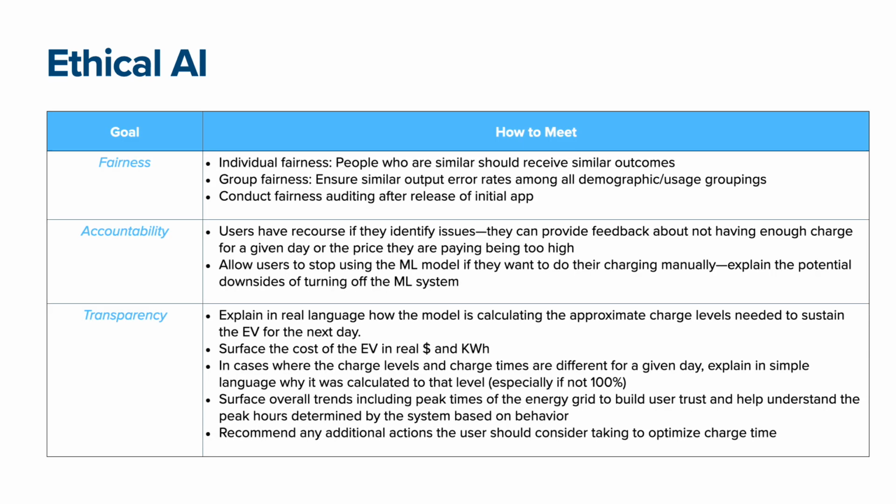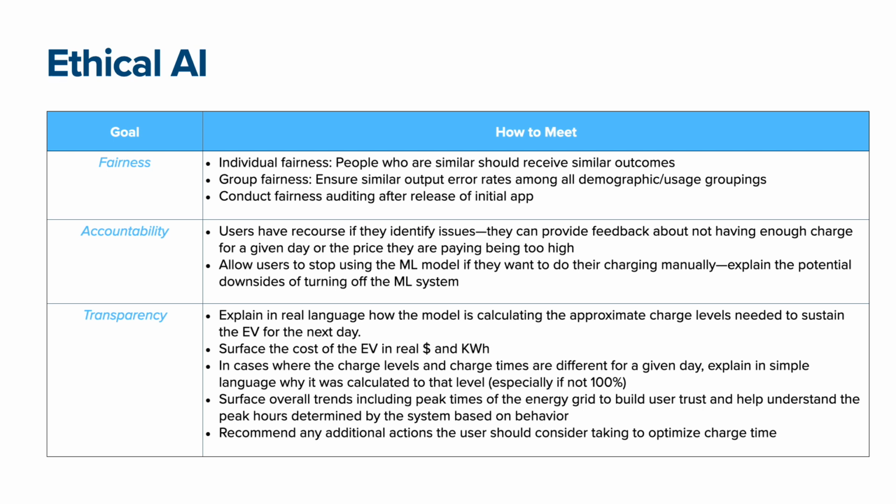And finally, I wanted to end with the three goals of ethical AI and how this solution would meet those goals: fairness, accountability, and transparency. With fairness, it's all about ensuring that people who are in similar demographics receive similar outcomes, and we could conduct fairness auditing after the release in order to continue making sure that we're presenting a fair solution.